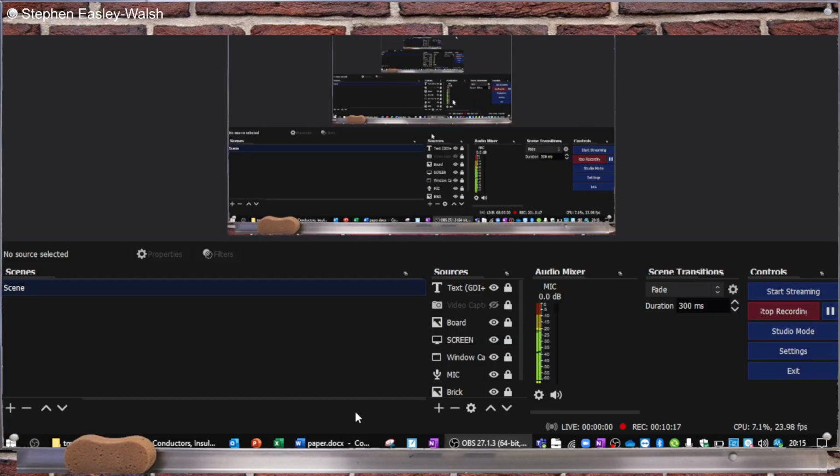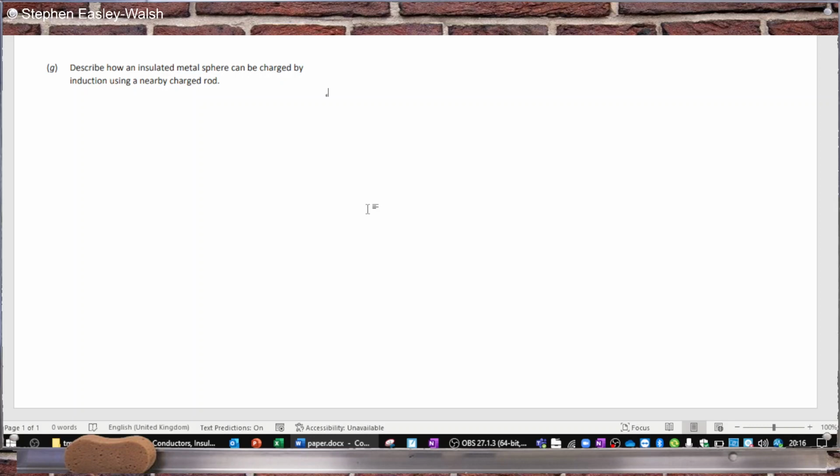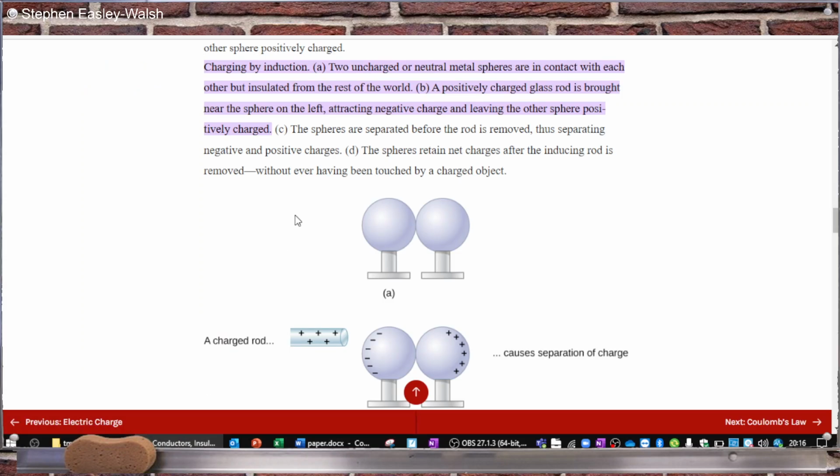So this next question here: describe how an insulated metal sphere can be charged by induction using a nearby charging rod. That's actually quite a long explanation. So I just thought it'd be quicker to reference a website here. This open physics textbook, I liked it, had a very nice diagram.